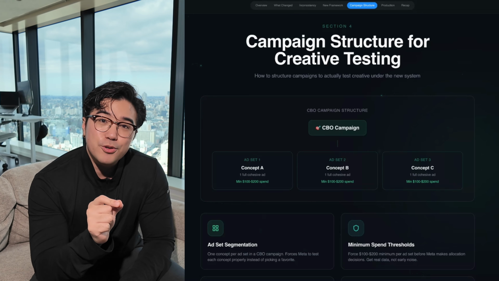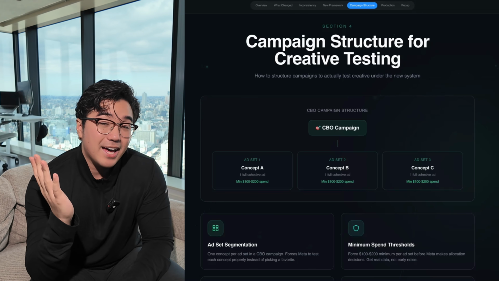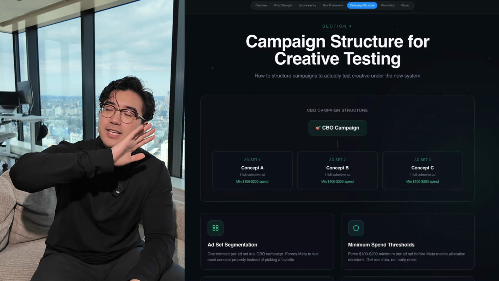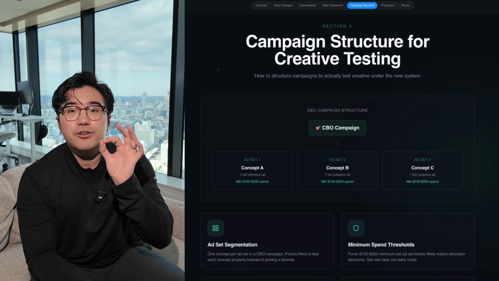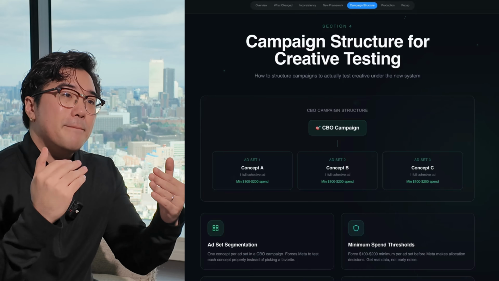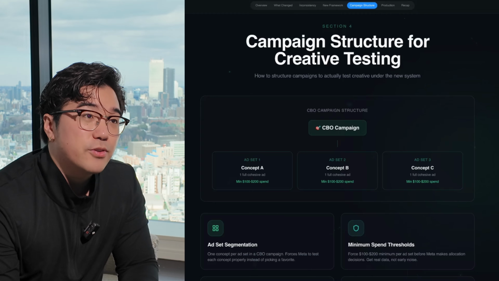So if one ad shows early signs of success, now that ad will get 80% of the budget and the others get starved of ad spend. That means you're not actually testing. You're just letting Meta pick a favorite in the first few hours.